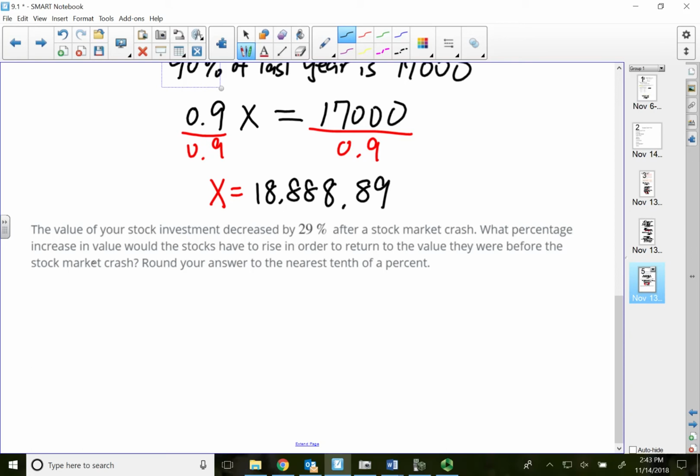What percent increase? This problem is looking for the percent increase in value the stock has to rise in order to return to the value it had before the stock market crash. Basically, whatever the value of my stock is, I decreased 29%. Let's say X is whatever the original stock value is.